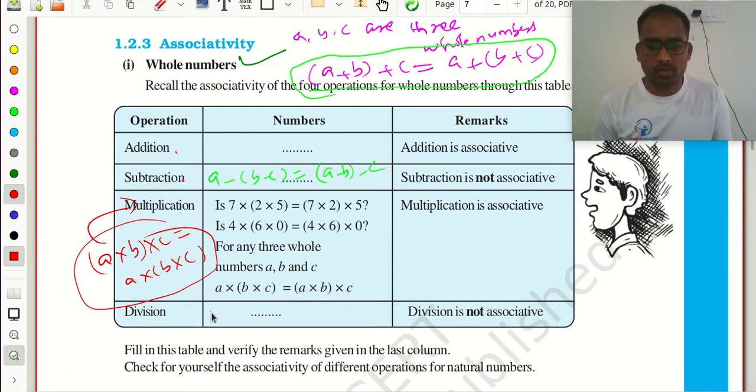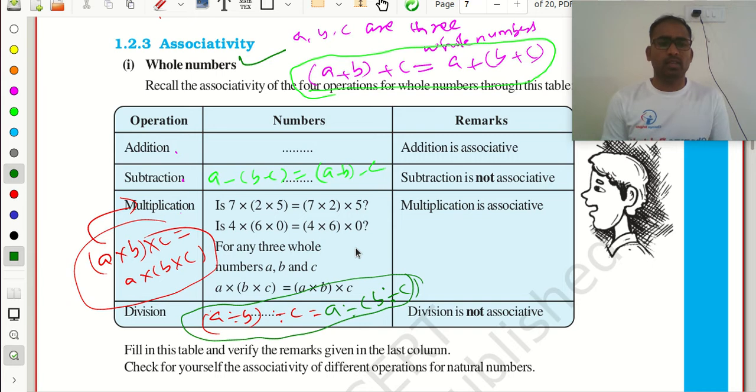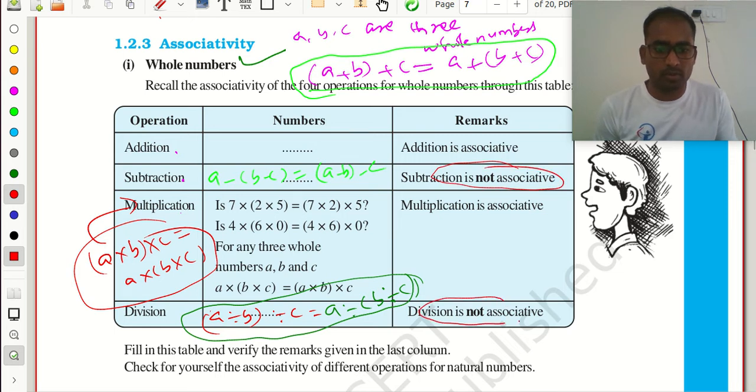If this is satisfied, then I can say multiplication is associative for whole numbers. The same for division: a divided by b divided by c is equal to a divided by b divided by c. If this is satisfied, then we can say division is associative. Normally division does not satisfy this, and subtraction also. So these two are not associative for whole numbers, but addition is associative and multiplication is also associative.